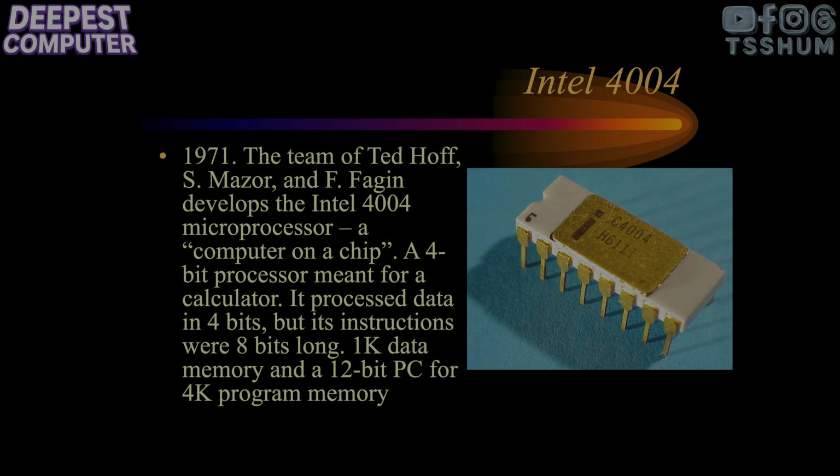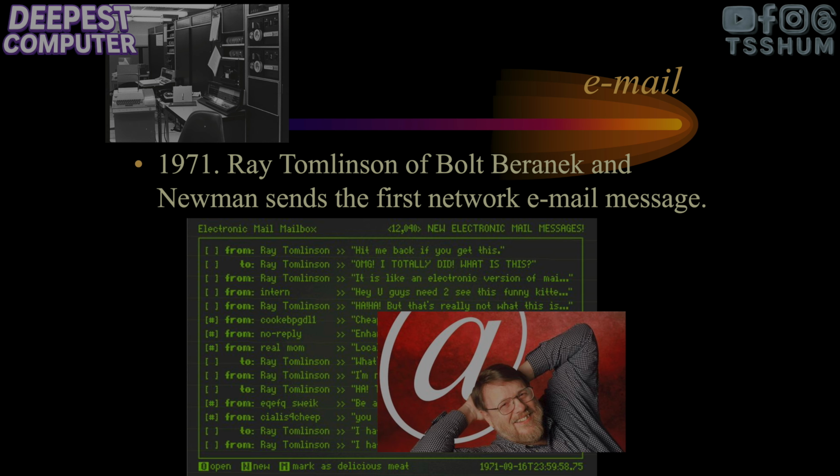The Intel 4004 microprocessor, developed in 1971 by Ted Hoff, S. Mazer, and F. Fagan, was a, quote, computer on a chip. This 4-bit processor was initially intended for a calculator. Also in 1971, Ray Tomlinson of Bolt Beranek and Newman sent the very first network email message.